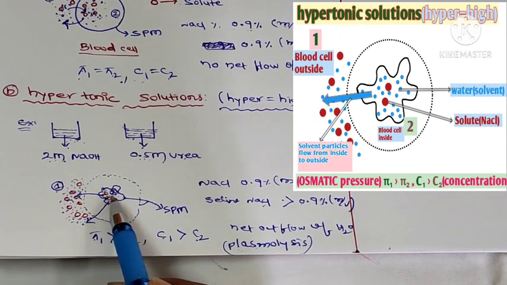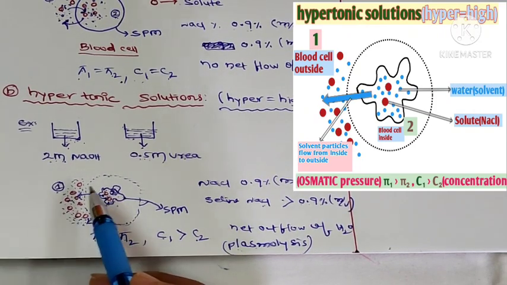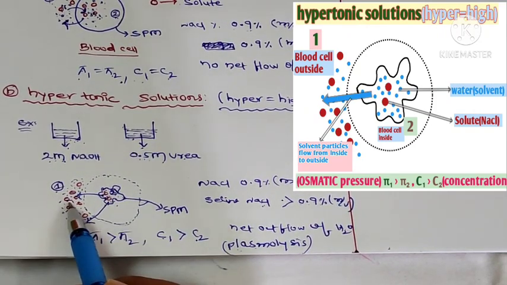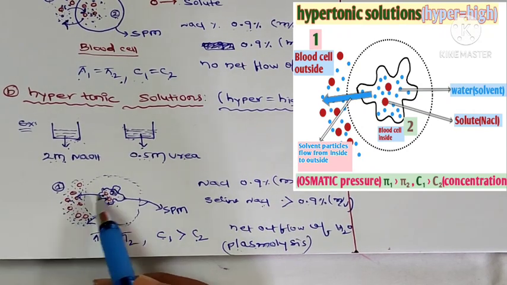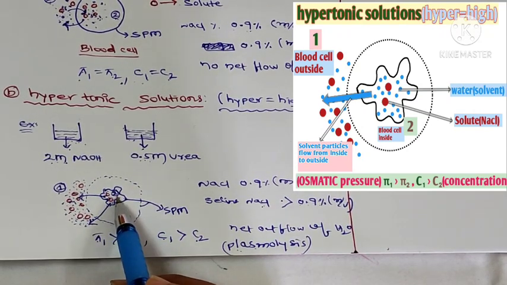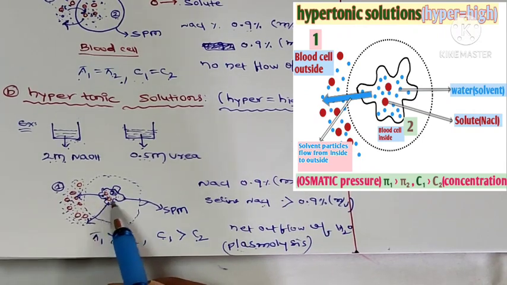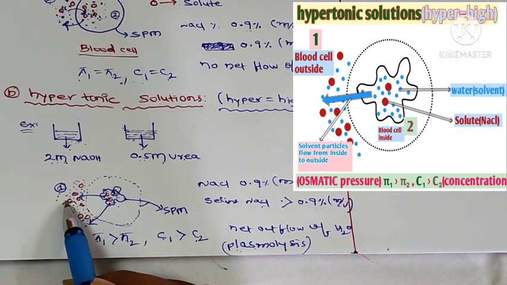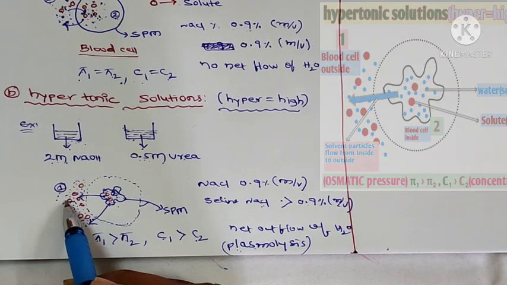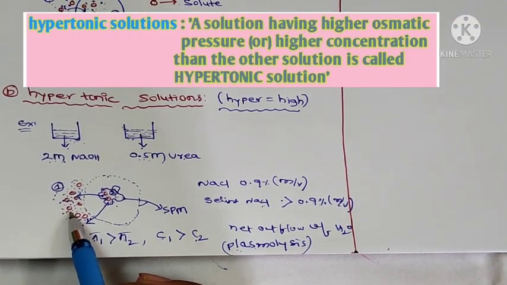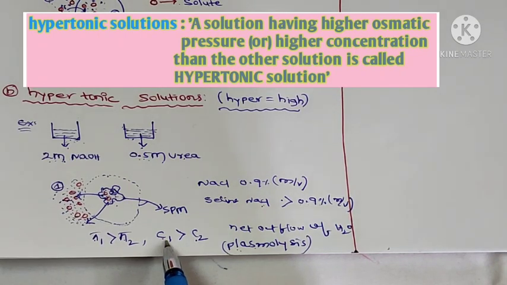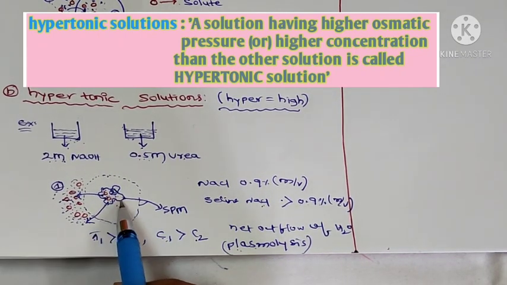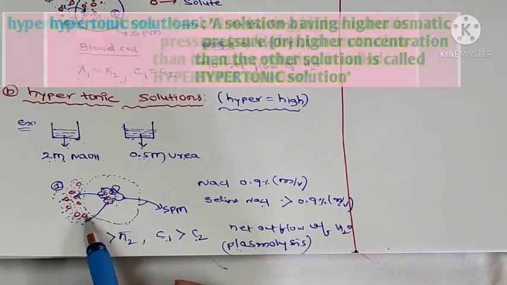So here there are two types of solutions, outside the blood cell and inside the blood cell. Outside the blood cell has more concentration and inside the blood cell has less concentration. If you compare these two solutions, the first solution, outside the blood cell, is called a hypertonic solution. A solution having higher osmotic pressure or higher concentration than the other solution is called a hypertonic solution.